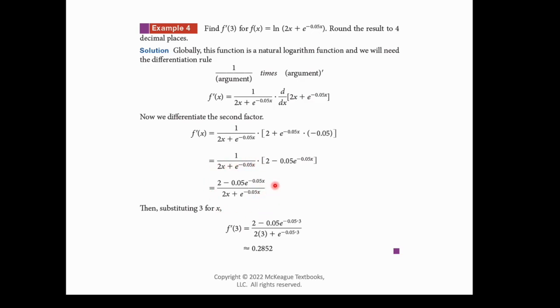So here's our derivative, but now we still have to evaluate it at x equals 3. So when you put x in as 3 on your calculator, you should get an estimate of 0.2852. And we rounded to 4 places because that's what the directions asked us to do.